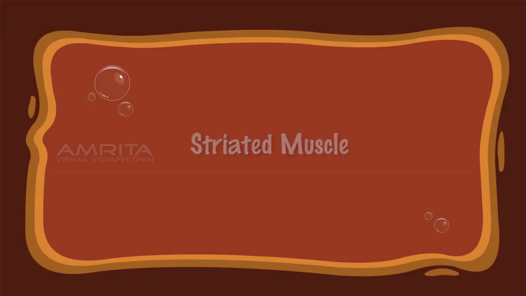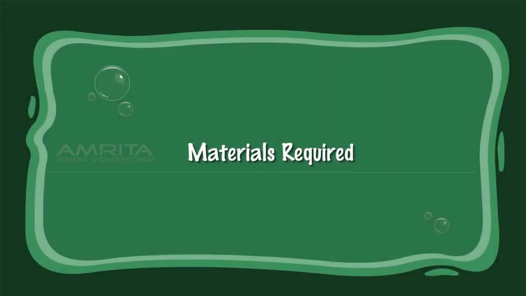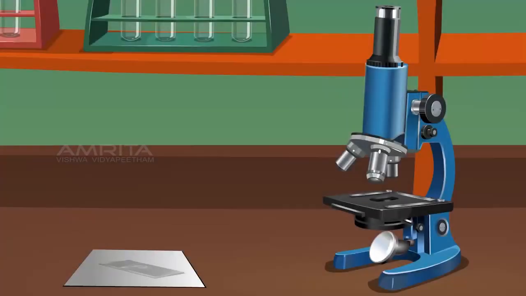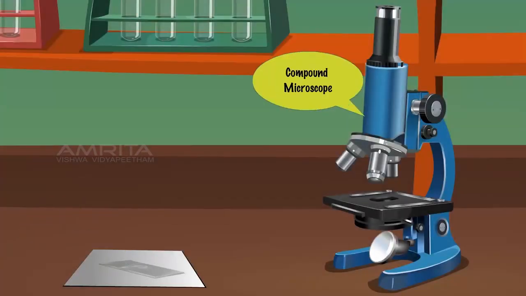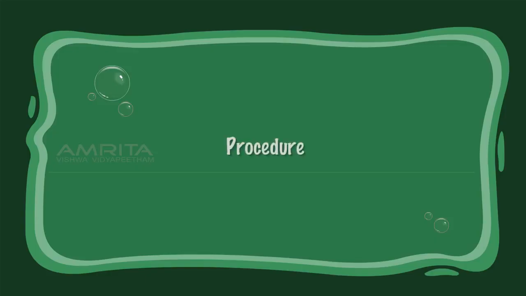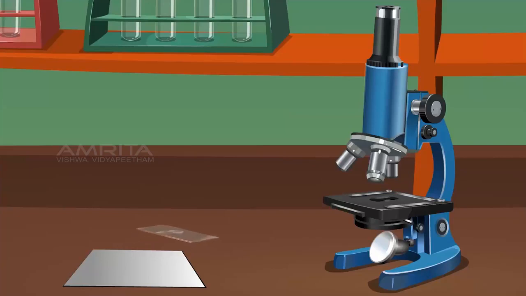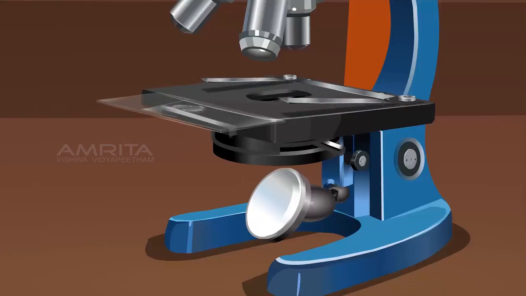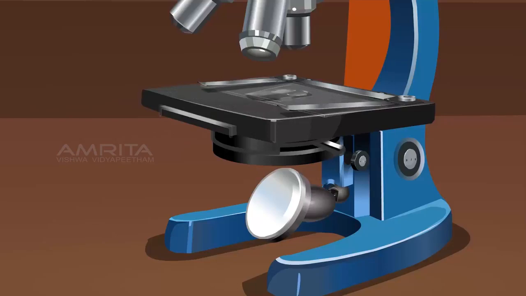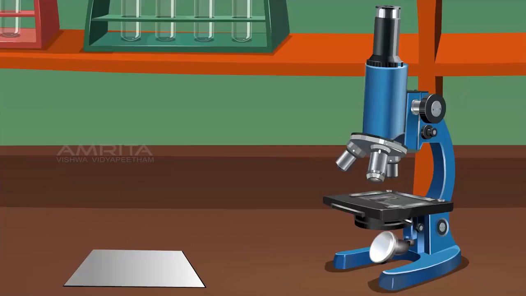Striated muscle. Materials required: prepared slide of striated muscle tissue and a compound microscope. Procedure: place the prepared slide of striated muscle tissue on the stage of the compound microscope. Observe the features of the striated muscle tissues through the lens of the compound microscope.